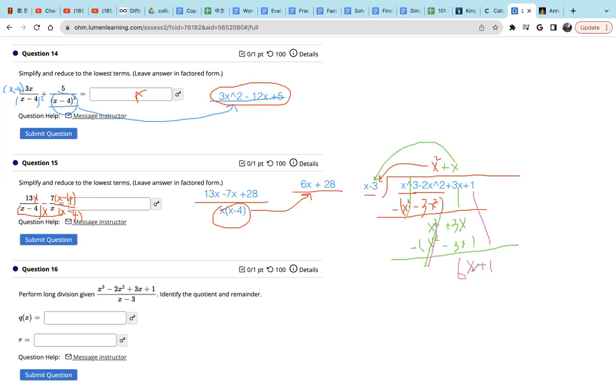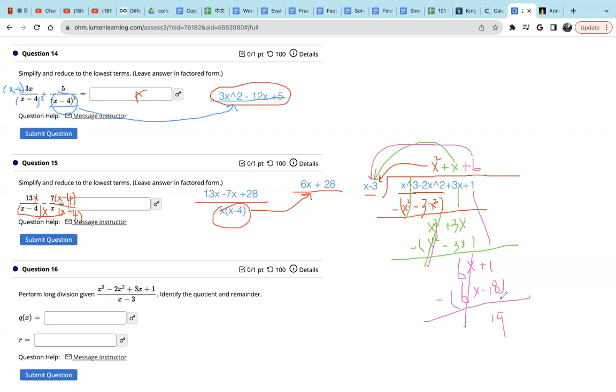So I want to get rid of 6x now. I need to put plus 6 above. 6 times x is 6x. Then I have to multiply 6 with negative 3. That's negative 18. I subtract. Of course, 6x subtract 6x becomes 0. 1 subtract negative 18 becomes 1 plus 18, so 19.